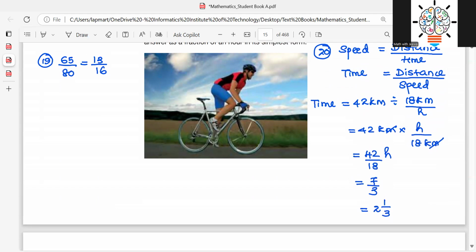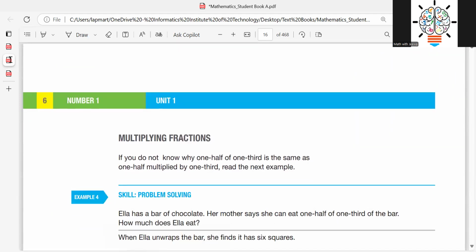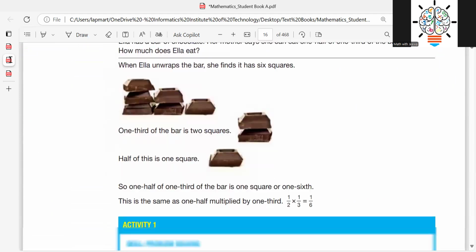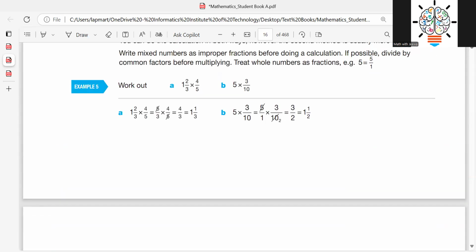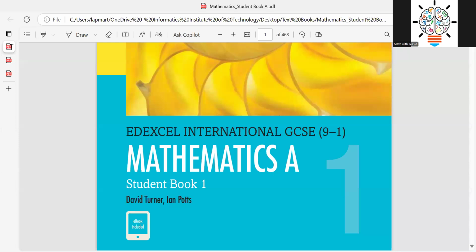I'll do another video to explain the next theory component, that is multiplying fraction, then dividing fraction. So then we'll get them. So please be in touch. The next video will be the next theory lesson.